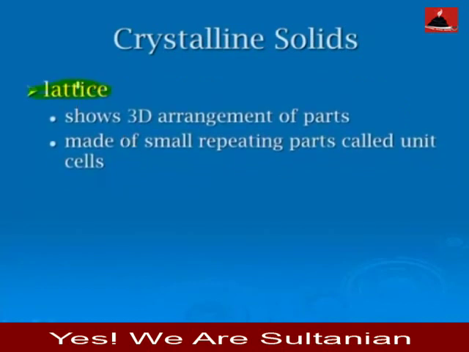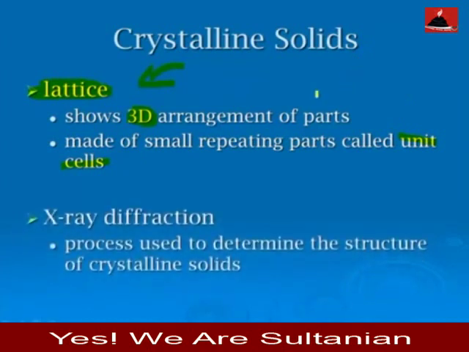Okay, now with every crystalline solid, you have this lattice structure. We've talked about lattice energy, which is the energy associated with gaining this crystal structure from gaseous atoms. And it shows the 3D arrangement of parts. It's made of small repeating parts called unit cells, and that's what I was referring to in the last slide with the body-centered or simple cube and all those. X-ray diffraction is a process used to determine the structure of crystalline solids. They zap it with X-ray radiation, and based on how it changes direction, or is diffracted, they can use that to determine the structure.